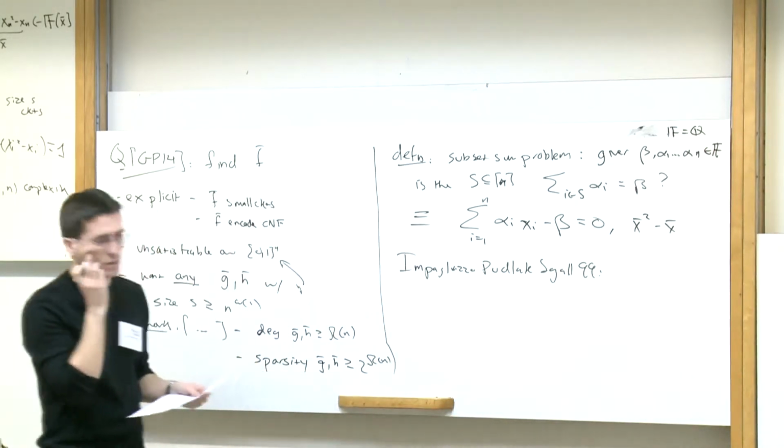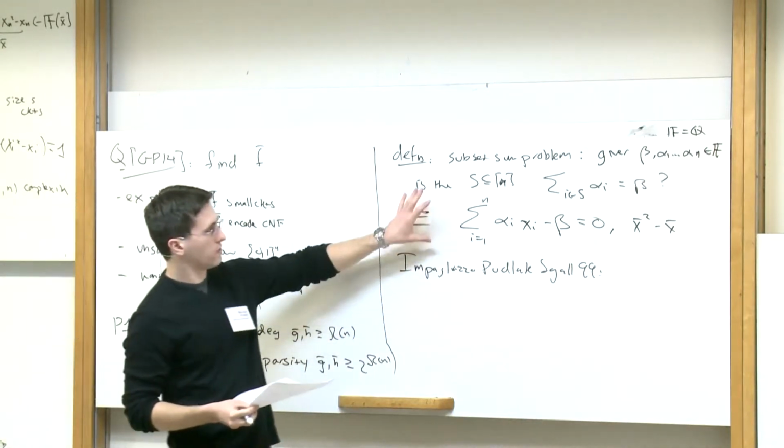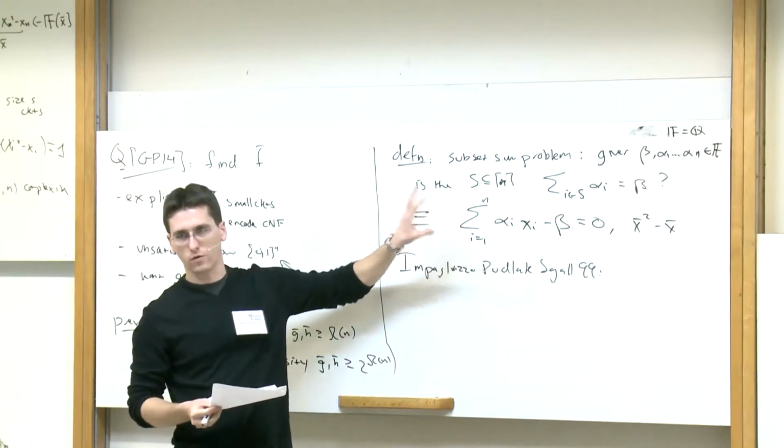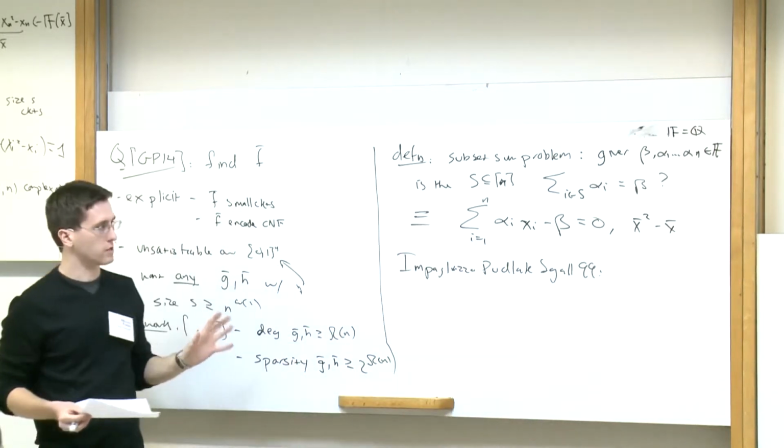Well, okay, so this is a subset sum thing. So in general, we don't expect you'd be able to refute this efficiently, because if you could refute this efficiently, saying this is unsatisfiable, you would prove NP equals coNP. So we expect this to be hard in general.